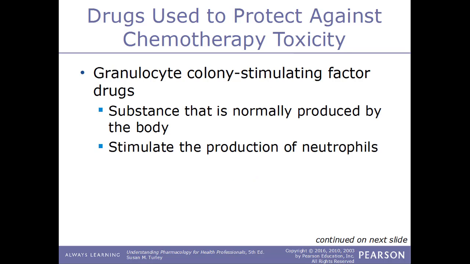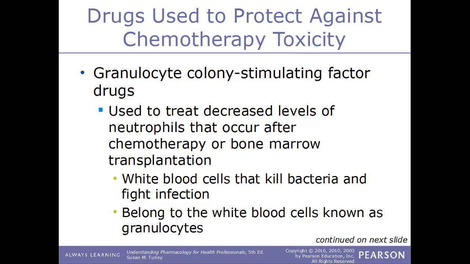So the other type of drug that could be used to treat chemotherapy toxicity are granulocyte colony stimulating factor drugs. And this is a substance that is normally produced by the body, and this will stimulate the production of neutrophils, which is a type of white blood cell. So granulocyte colony stimulating factor are given to treat decreased levels of neutrophils that often occur after chemotherapy or bone marrow transplantation. And neutrophils are white blood cells that kill bacteria and fight infection, and they belong to a class of white blood cells called the granulocytes.